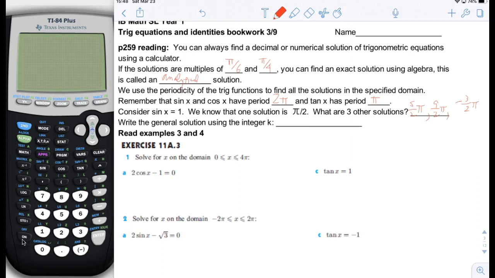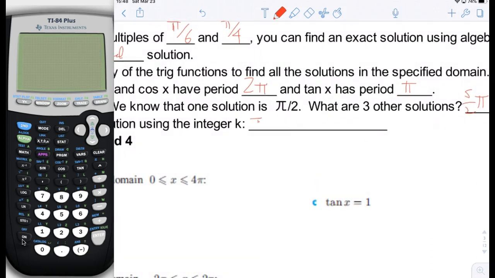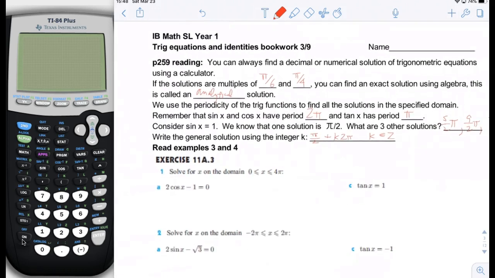Write the general solution using the integer k. So we could say that the most obvious solution is pi over 2, but every 2 pi after that, you could write k2 pi or 2 pi k. You can get other solutions, and k could be negative too. So k could be a positive or negative integer or 0.